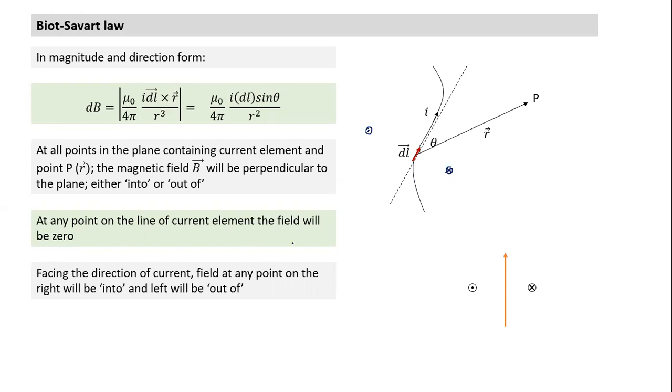Okay, so basically the magnitude separately, because sometimes vectors we find a little difficult. So this is how we calculate magnitude, and commit this formula to memory, not very complicated: constant into I into length into sine of the angle between the length and the position vector, divided by the square of the distance. How did we arrive at that, sir?